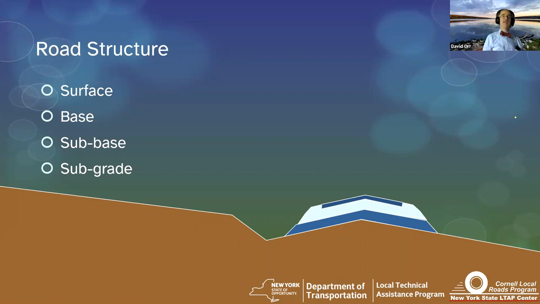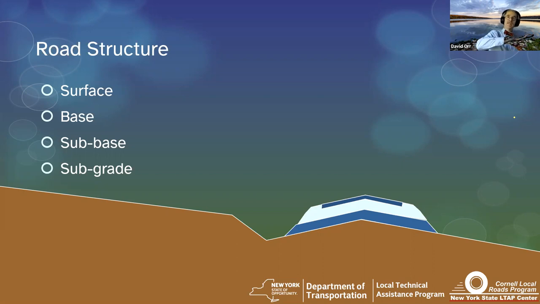And once you've stripped off the organic layers, the A and the B layers, you're down to the C layer soil, which has no organics in it. And to confuse everybody, we call it the subgrade. It's not the slope, it's the native soil, though it should have a grade to it. So maybe it's sort of a nice dual definition.